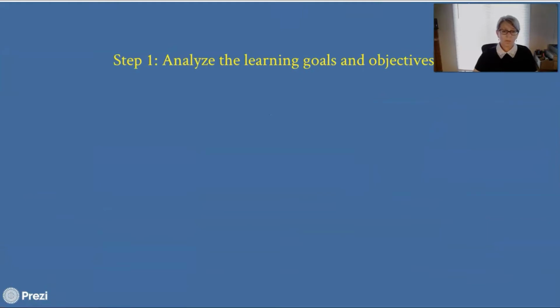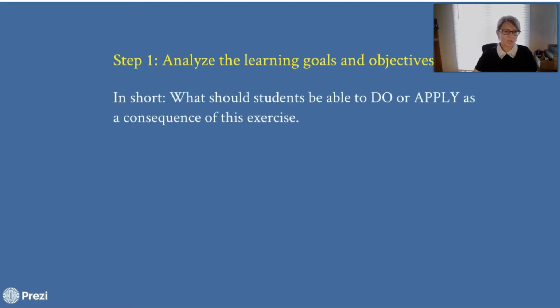So when we're going to plan discussions for an online class, what are the steps we would go through? Well, the first one is to analyze what your learning goals and objectives are. Can't choose tools or technology until you know what you want to do. And so look at that. Look at what your objectives are. In short, what is it that you want students to be able to do or apply as a consequence of that particular exercise or assignment or task?